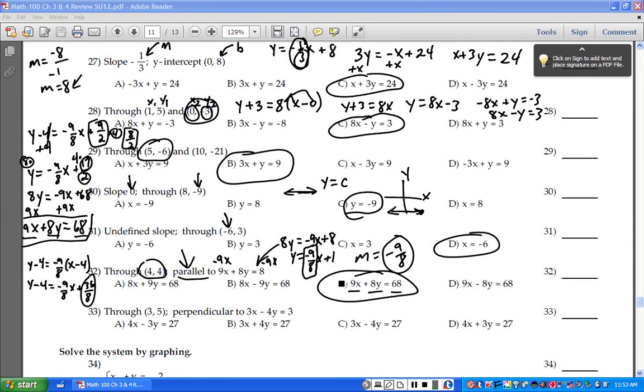Okay, D is perpendicular. Okay, so for D, let's erase some of this stuff.